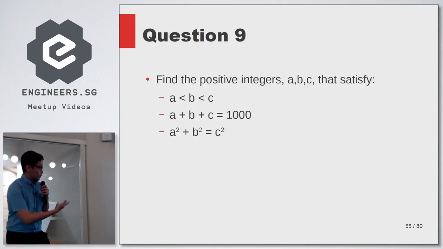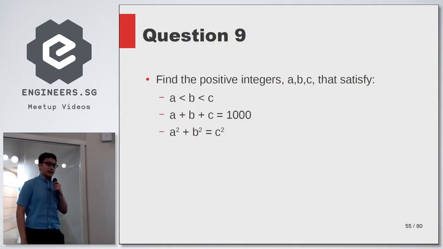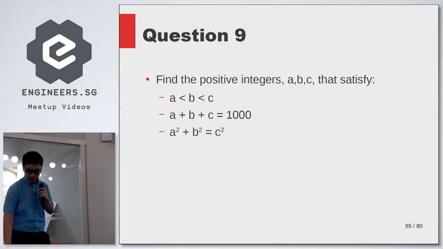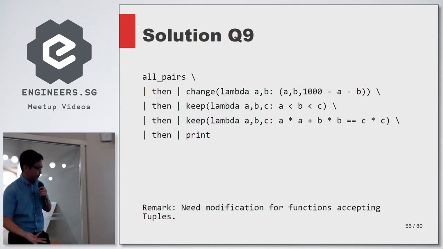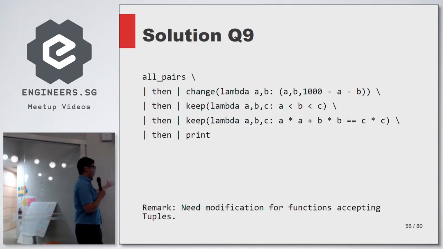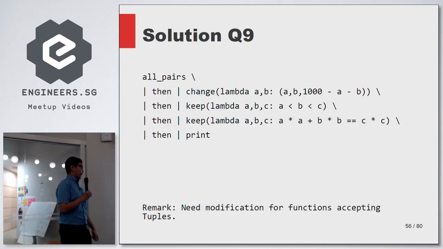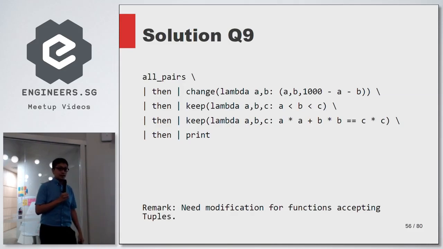So there's more math examples. Find A, B, C that satisfy these conditions, like A squared plus B squared equals C squared. My code would look like this. Each pair of A, B, I calculate the value of C, and then I keep those that satisfy the conditions that I want before I print out the final result. Some modifications are needed in order to make it work for tuples, but approximately it will look like this.